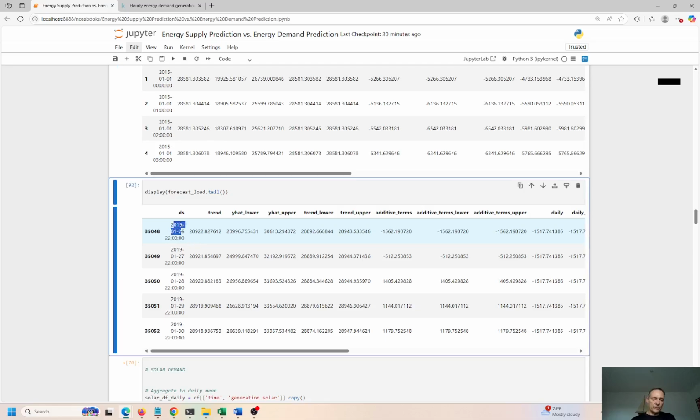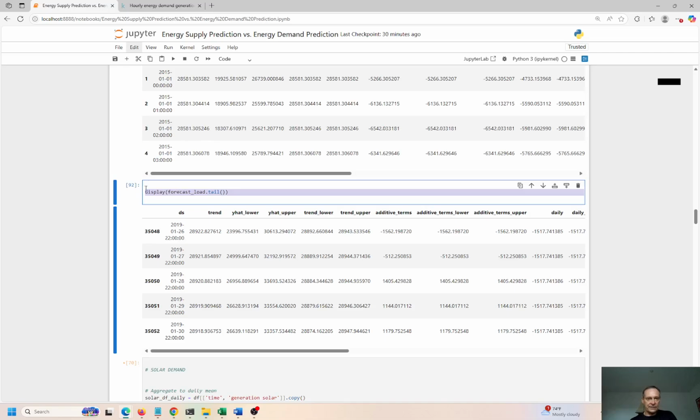So 2019, 1/26, 27, 28, 29, 30. So it goes 30 days into the future, into 2019. Now that is in the past, because now is 6/26, 2025. But remember, the data time series ended at 12/31, 2018. So the forecast is 30 days into the future. So that's why we have the end of January 2019. Okay, so it did exactly what it was supposed to do.